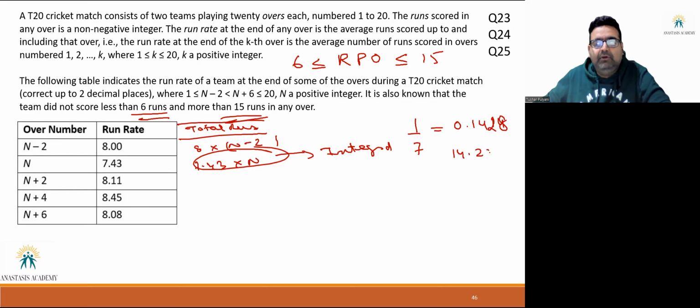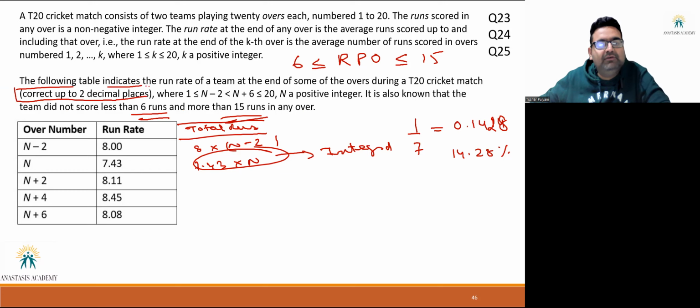14.28%, right? We know that 1 by 7 is 14.28%. So 43 is almost 3 times of this, right? 14.28 times 3 will be 42.84. And they have told you that we have done a correction up to 2 decimals.